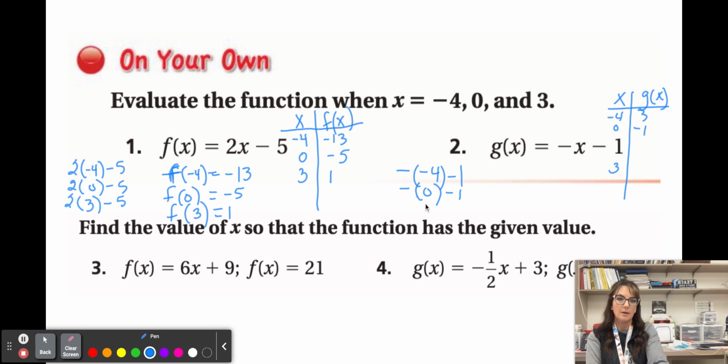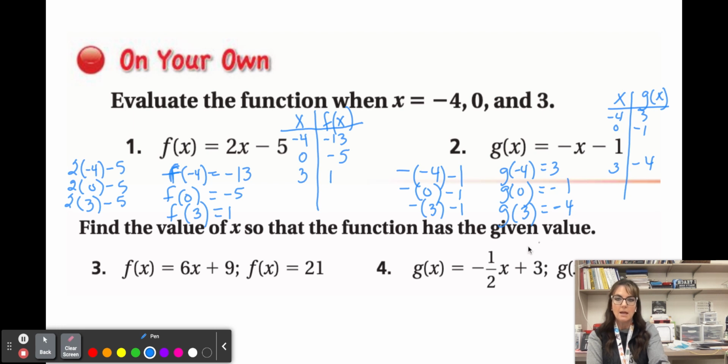And then the opposite of 3 minus 1, which is -4. So again, g of -4 equals 3. G of 0 equals -1. And g of 3 equals -4. And again, in this notation, we see the ordered pair, 3, -4.